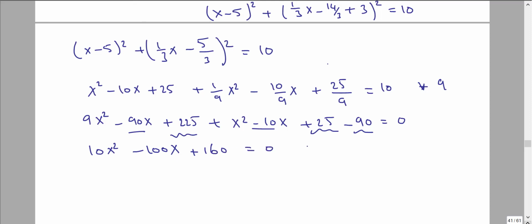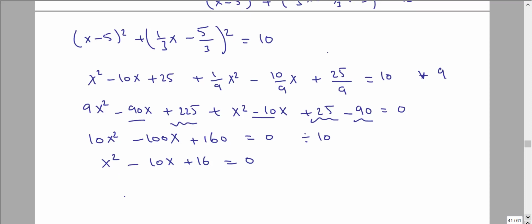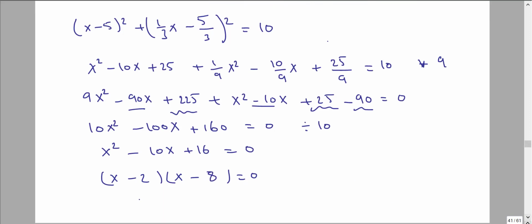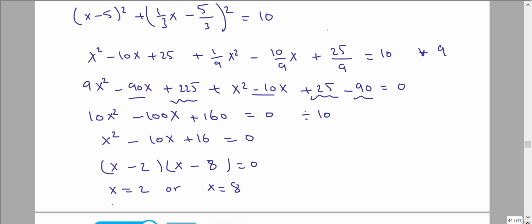Excellent. Divide the whole thing by 10 just to simplify. It would be x squared minus 10x plus 16 equals 0. Now you can factor. There's no problem here. You get x minus 2, x minus 8. So now you have two values for x, x equals 2 or x equals 8. And quickly you go and get y values. Need the y coordinates also.